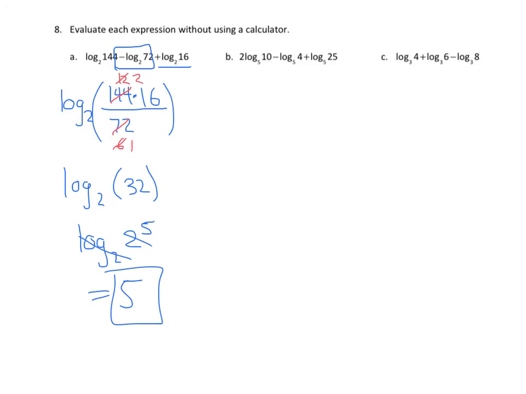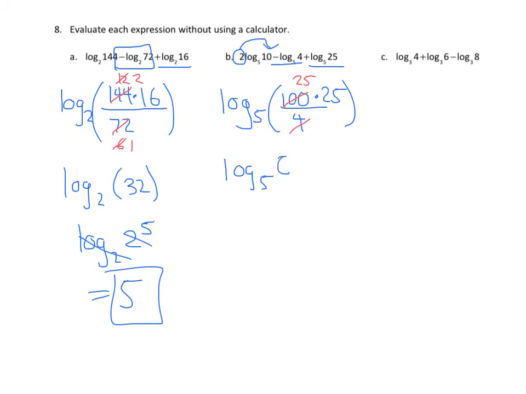Same thing for the next one. First we have a number in front, so we're going to make it an exponent. And I'm going to condense this into one log, so log base 5 of 10 squared, which is 100. The next one is subtracted, so I divide by 4. The next one's added, so I multiply by 25. And then I simplify. 100 divided by 4 is 25, and 25 times 25 is 625. And 625 is 5 to the 4th, so this is log base 5 of 5 to the 4th, which is 4.